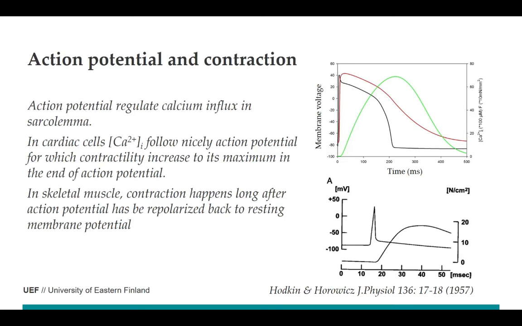But then if we are comparing the action potential of a skeletal muscle, it's only a very short peak. Only a few milliseconds. You can't even open the calcium channels during that time. Or if they are opened, there is not much calcium entering the cell. And this contraction happens long after the action potential has repolarized back to resting membrane potential. So it can't be regulated by extracellular calcium.